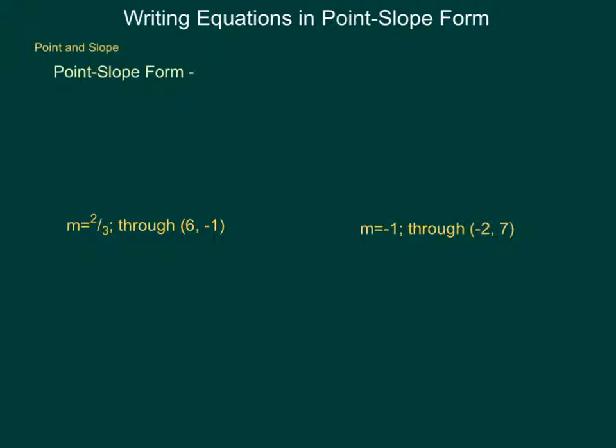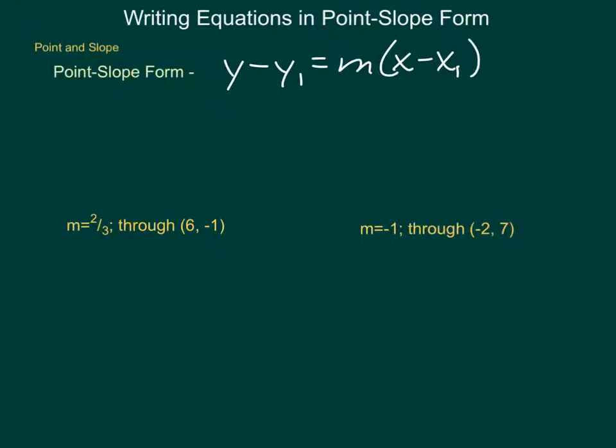In short, point-slope form equations are those that take on the appearance y minus y1 equals m times x minus x1, where x1 and y1 are a point on the line and the slope is m.